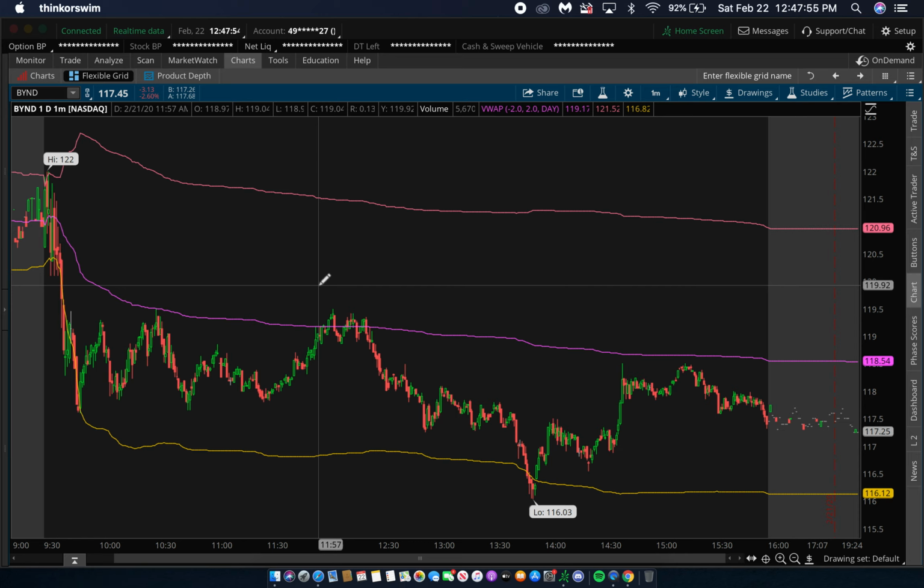So, VWAP is the sum of all prices traded so far multiplied by how many shares have been traded, and then you divide that by the total volume. And a rule of thumb is if you're below VWAP, it's bearish, and if you're above VWAP, it is bullish. And what's important to understand is the slope of VWAP. Now, really fast, you have three bands with VWAP. You have the upper band, middle band, and then you have the lower band.